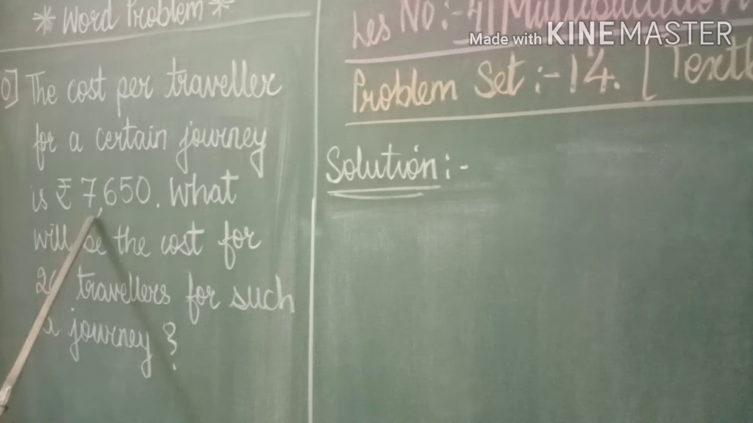So we have to multiply 7,650 into 26 and we will get the final answer. So we multiply 7,650 into 26. We have to find out the cost. So we have to write the cost of per traveller and the cost of 26 travellers.